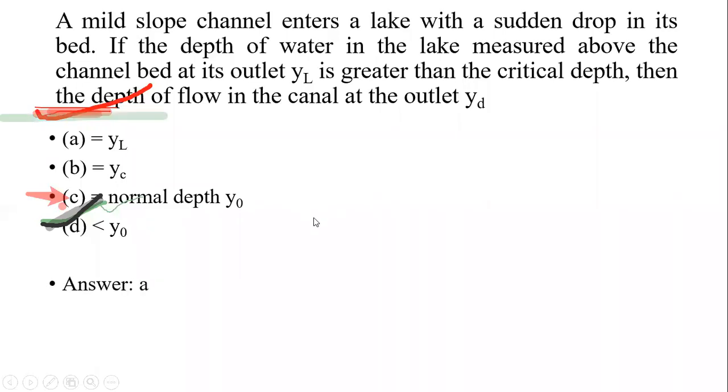It is answer A, that is equal to the flow depth which has been measured at the outlet of the lake but above the channel bed. How is it so? I would like to go for the description, the explanation of the same. Now here YL is the flow depth which is measured in the lake, but where is it measured? It is measured above the channel bed at its outlet.